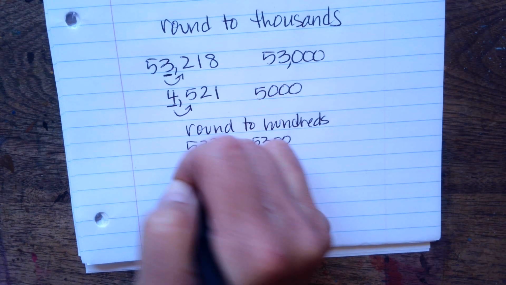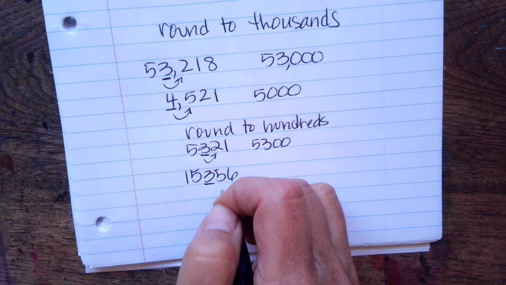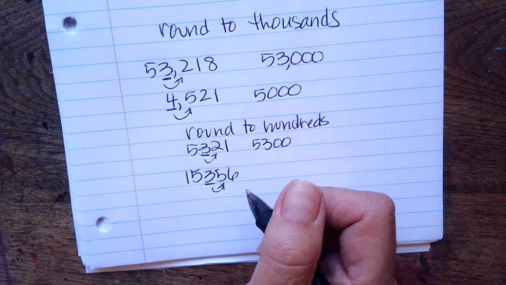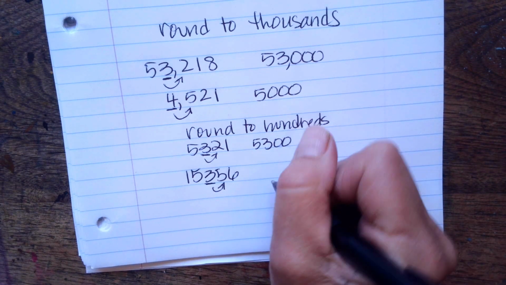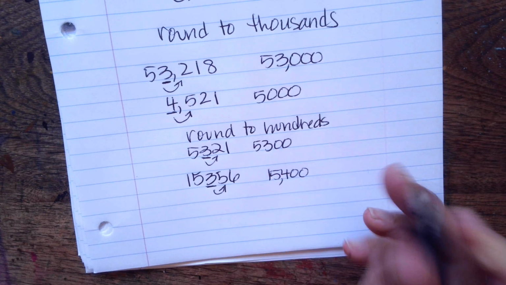We'll do another one. We underline the hundreds digit. We go to the neighbor. It is a 5 or more. So we soar to a 4 and everything after becomes a 0.